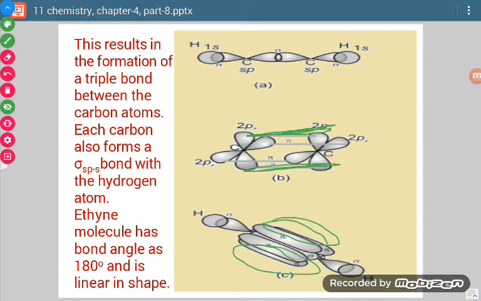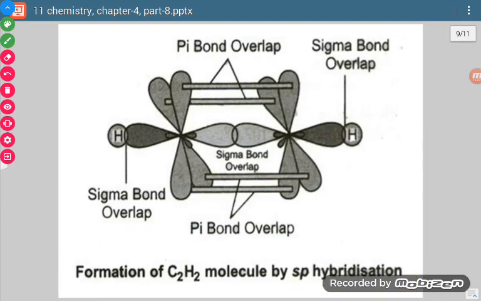And these sigma bonds will be in one plane only. They all will be in one plane. One electron cloud will be above the plane and one electron cloud will be below the plane. Now here in this diagram you can check it properly. See, this is a sigma bond, this is a sigma bond, this is a sigma bond, and these are pi bonds. This way the C2H2 molecule is formed. There are a total of 3 sigma bonds and 2 pi bonds.